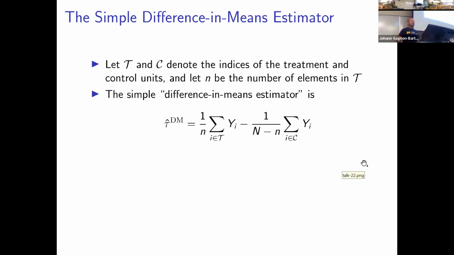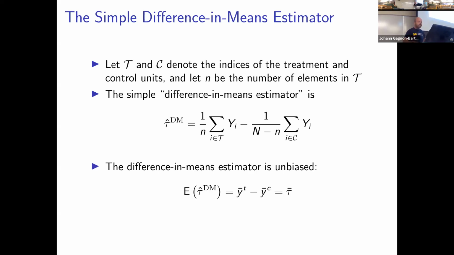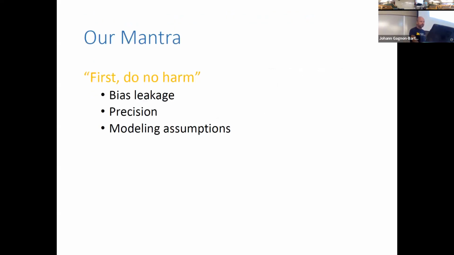Okay, so that brings us to the simple difference in means estimator. Let T and C denote the indices of the treatment and the control units. And then N is the number of people that end up in the treatment group. Then the simple difference in means estimator is just the average of everybody in treatment minus the average of everybody in control. And this difference in means estimator is unbiased, again, just by simple sampling arguments.